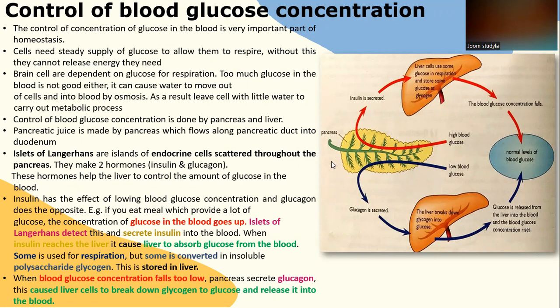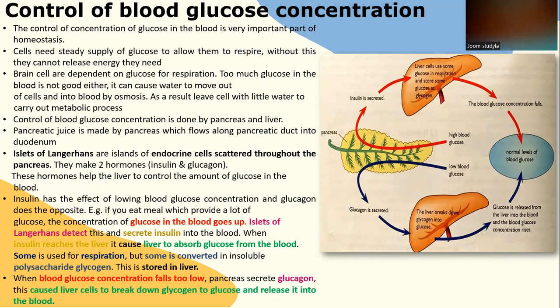For example, if you eat a meal which provides a lot of glucose, the concentration of glucose in the blood goes up. Okay, the high blood glucose. The islets of Langerhans here detect this and secrete insulin into the blood. When insulin reaches the liver, it causes the liver to absorb glucose from the blood.